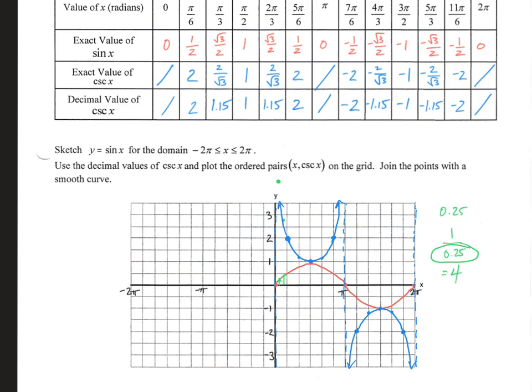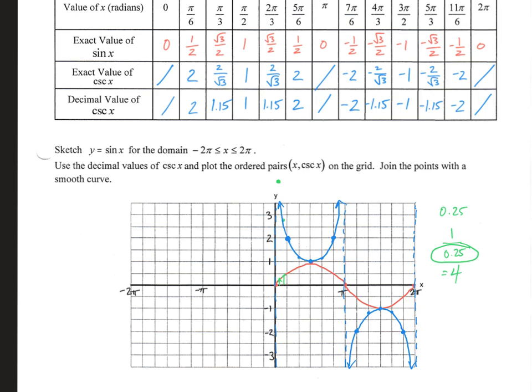Okay, let's look at the next. I have a 0 at pi. If I take the reciprocal of 0, I get undefined. There's my asymptote. I take a look then at my minimum. My minimum on my sine graph is at 3 pi by 2. So when I take the reciprocal, then I get a maximum on my cosecant. And then I come back to my last 0, and if I take the reciprocal of 0, I get an undefined value. Therefore, asymptote.